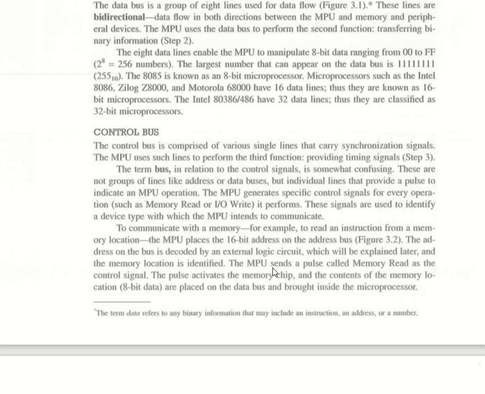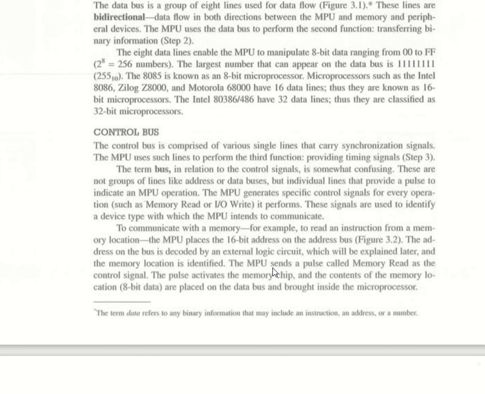So the microprocessing unit generates specific control signals for every operation. It can be memory read, it can be memory write, whatever it performs. And these signals are used to identify if a device is performing a memory read or memory write operation. Right? What does the device want to communicate? What does the microprocessing unit intend to communicate?